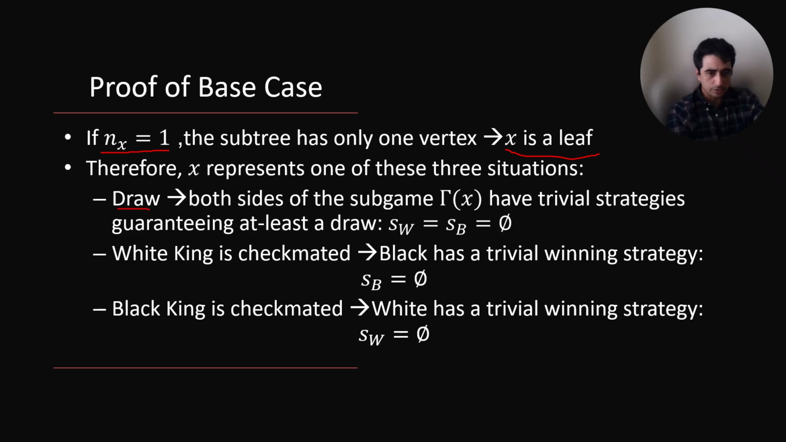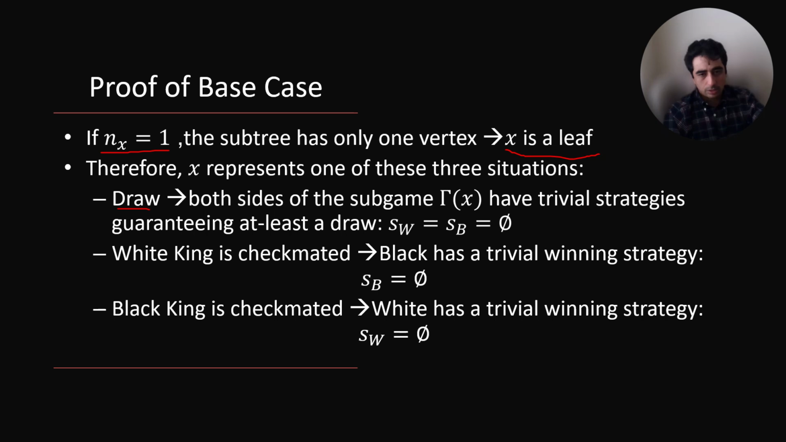Either we have a draw, that means both sides of the subgame have some trivial strategies guaranteeing at least a draw. What do they need to do? Nothing. So both SW and SP would be the empty set because they don't need to do anything. It's just a draw, so there's no more action in the game. They just have to sit and watch each other, but that's going to satisfy the definition of a strategy guaranteeing at least a draw. So the pair of strategies would be empty set, comma, empty set. That's going to guarantee a draw. It's so obvious that it's hard to understand.